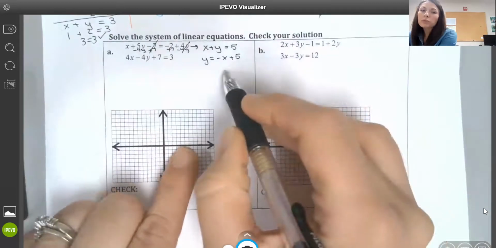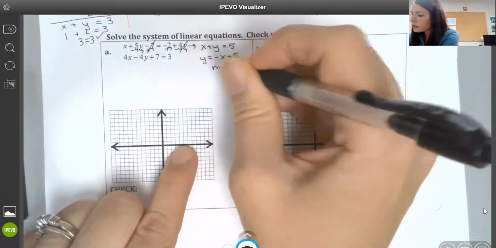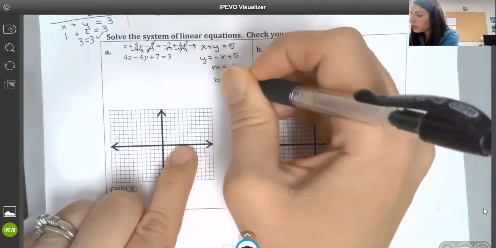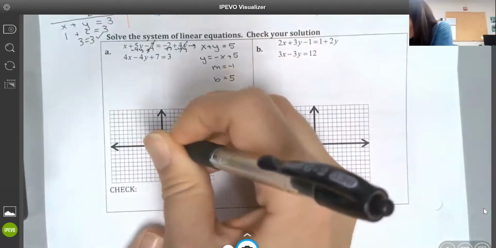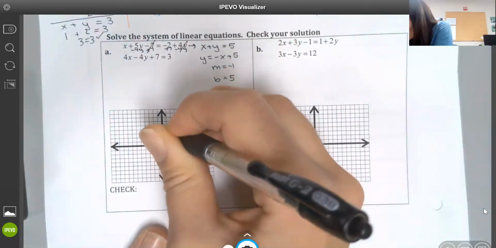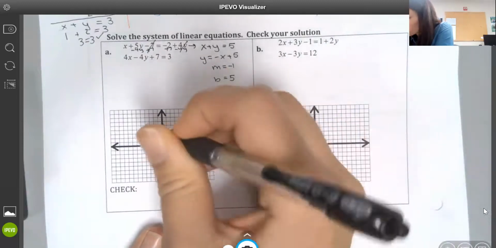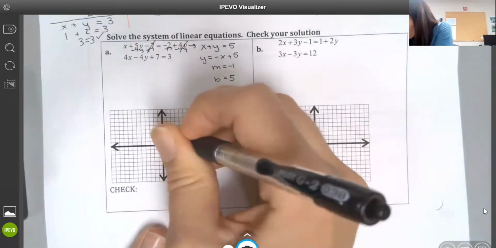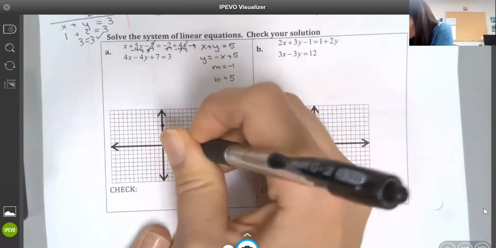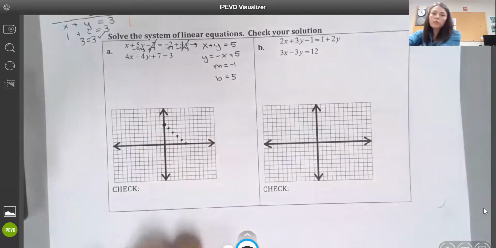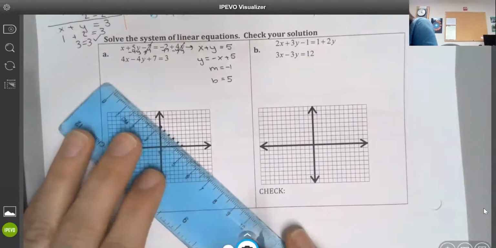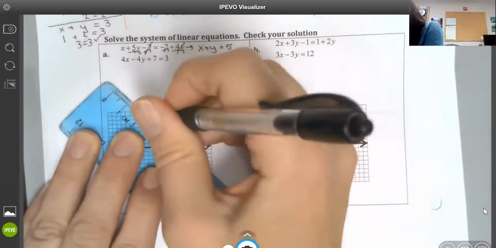My first line has a slope of negative 1 and a y-intercept at 5. So I go 0, 1, 2, 3, 4, 5. Slope of negative 1, I'm going to get several points here just to make my line more accurate. Slope of negative 1.